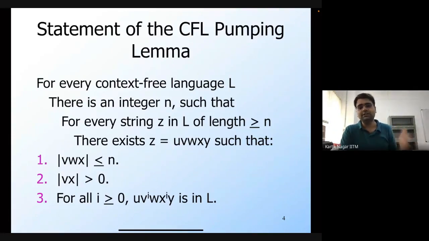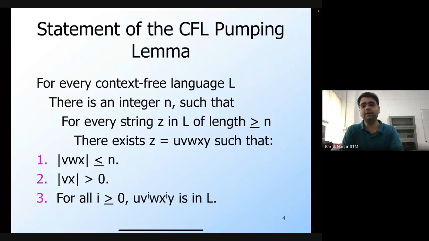What are the constraints on this u, v, w, x, and y? There are two constraints. One is that the length of the middle part, vwx, must be less than or equal to n. The second constraint is that if you take v and x, both of them cannot be empty, which means that the length of vx must be greater than 0.